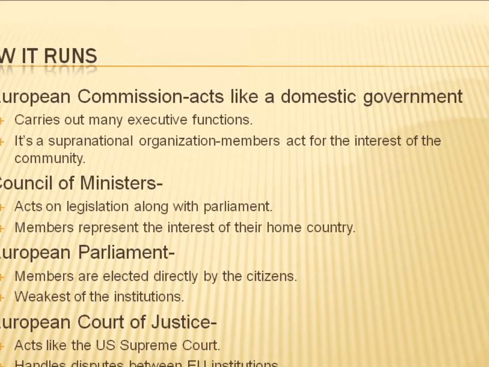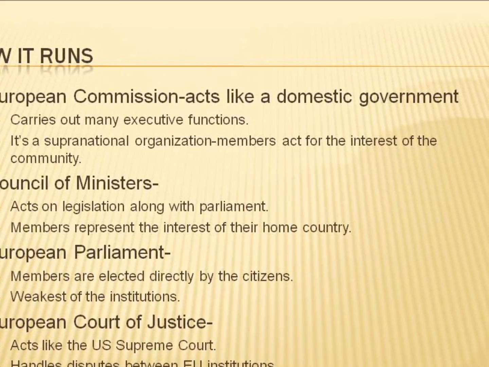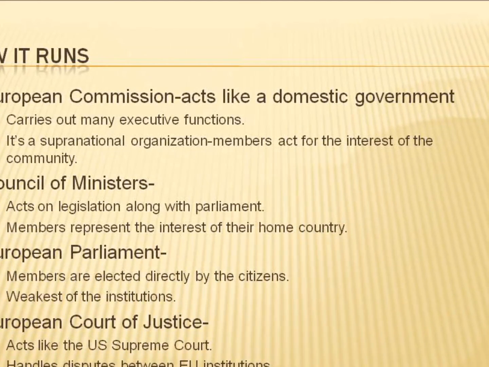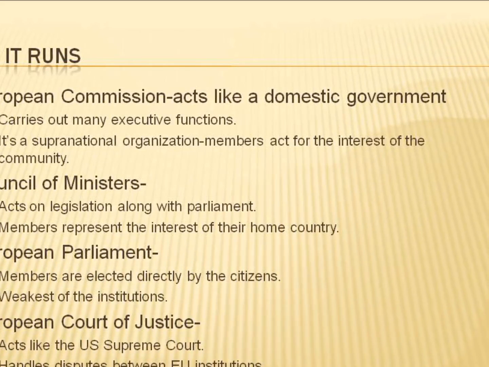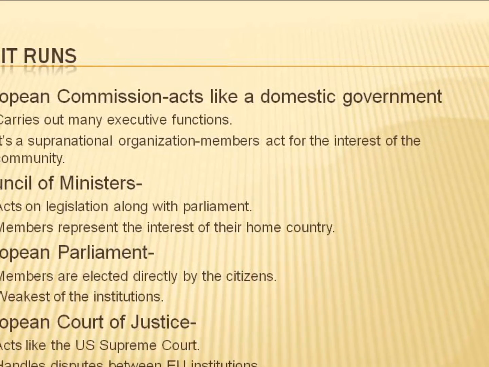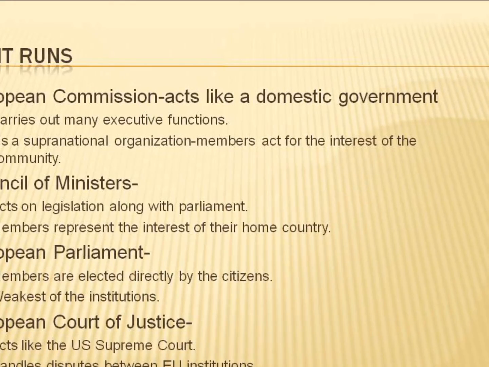The European Parliament's members are elected directly by the citizens, and it is the weakest of the institutions. The European Court of Justice acts like the U.S. Supreme Court. It handles disputes between the European Union institutions.